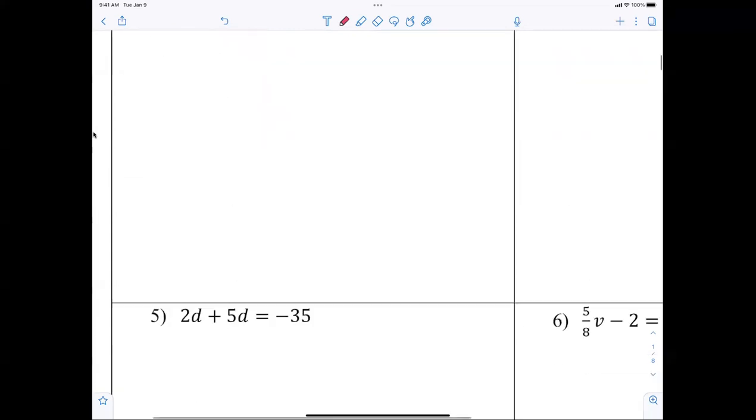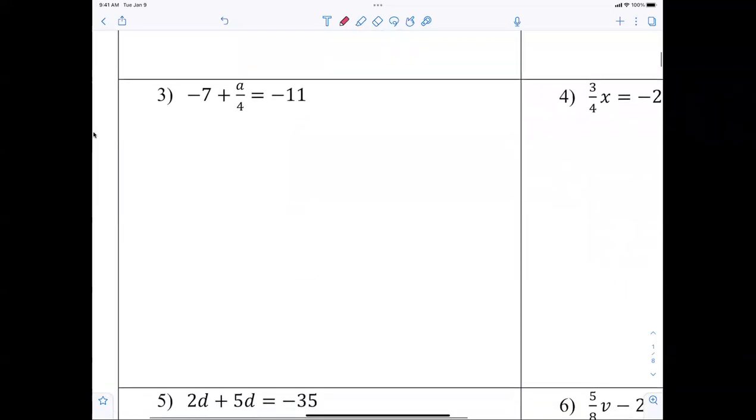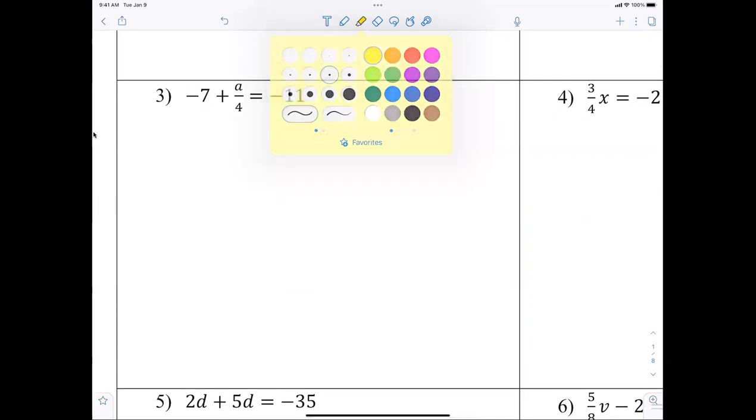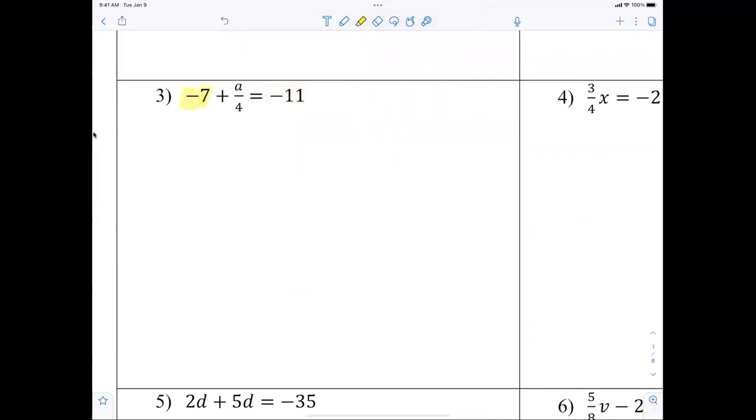As I go down, it should be getting a little bit harder. Now I have to work backwards. So I need to undo -7. In order to undo -7, I have to do what? You have to add 7. That is correct. If I add 7 to -11, I end up with -4. So a over 4 equals -4.